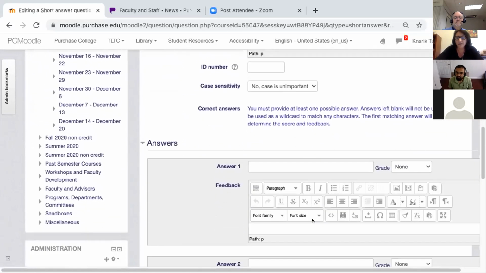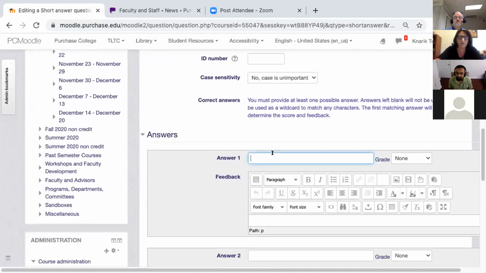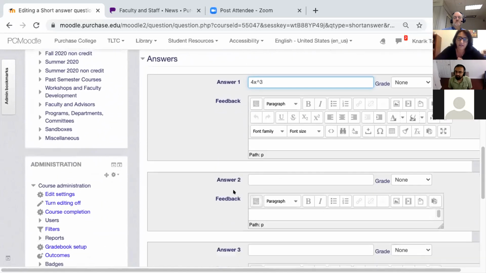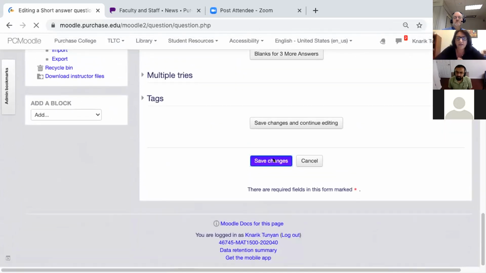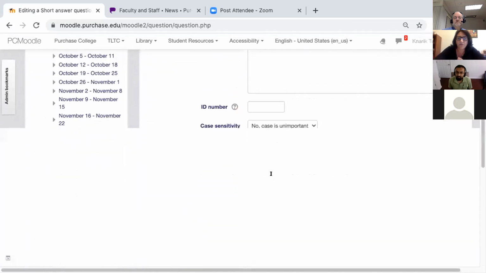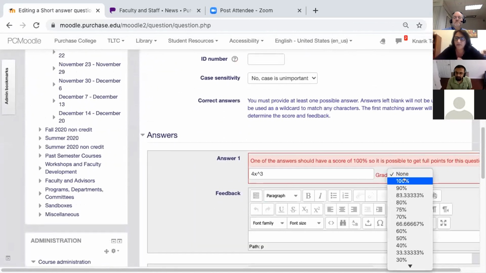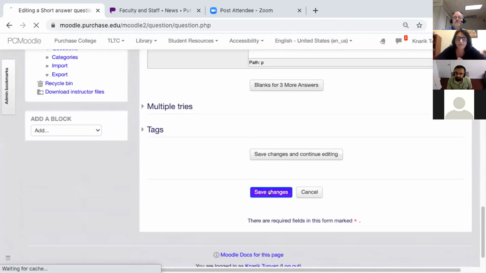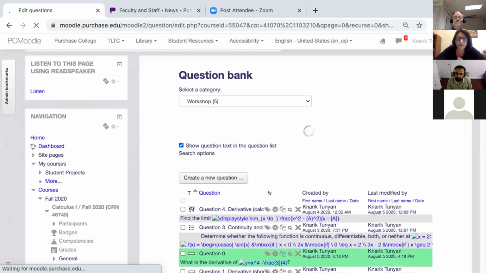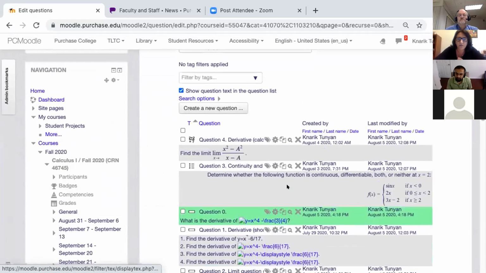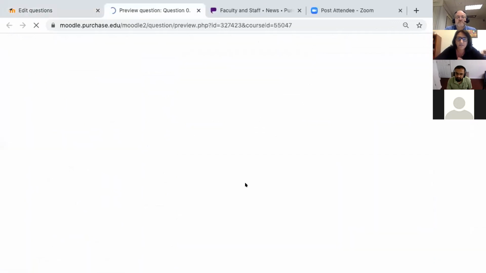Then the derivative, and the answer here will be 4x cubed. I will type it as it is because unfortunately students will not be able to use it. But let me get back to how this question will look from the student perspective later on. Now I'll just save changes, and when I want to preview it, oops, grade should be 100%, save changes, and then I preview it the way the student will see it, right?